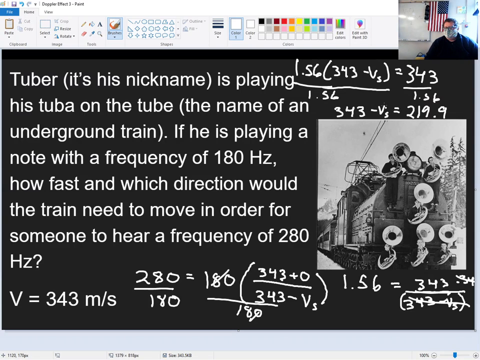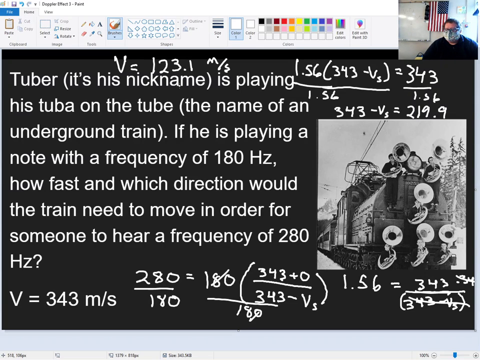Now, it's kind of tricky because I want to get Vs by itself. So I have a couple options. I could subtract 343 and then divide by -1. I could add Vs to both sides and then subtract 219.9 on both sides. Either way you do it, you should end up with 343 minus 219.9. For my final answer, I should get V is 123.1 meters per second. Which is unrealistically fast, honestly, but that's what we got.